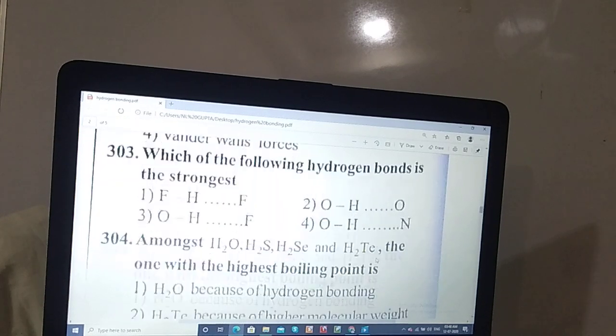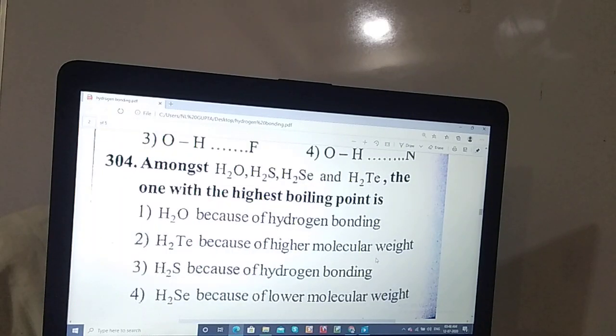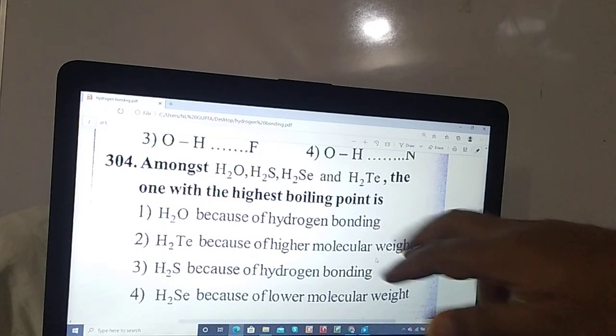Now let us move to question number 304. Among H2O, H2S, H2Se and H2Te, which has the highest boiling point? H2O has the highest boiling point because of hydrogen bonding. That is a very easy problem. For 304, option number 1 is correct, students. H2O has the highest boiling point because of the strong interaction, hydrogen bonding.